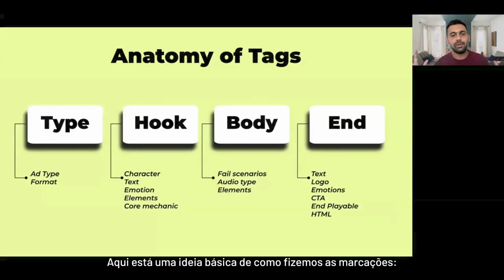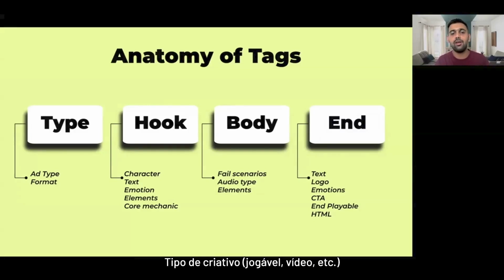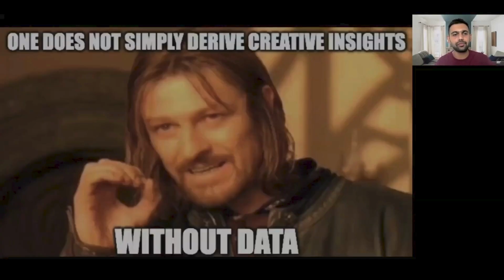So here is a basic anatomy of how we went about tagging it. We look at the type of creative, like what format it is: playable, video, hybrid, etc. What's happening in the hook, what's happening in the body of the ad, and what's happening in the end. And you'll see insights on all of these going forward.